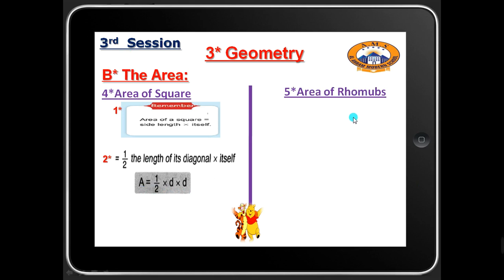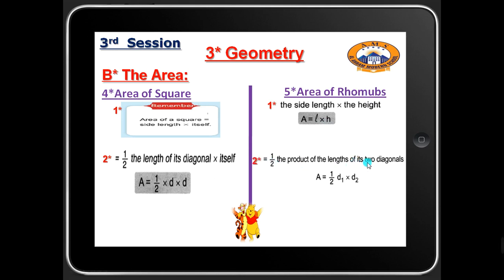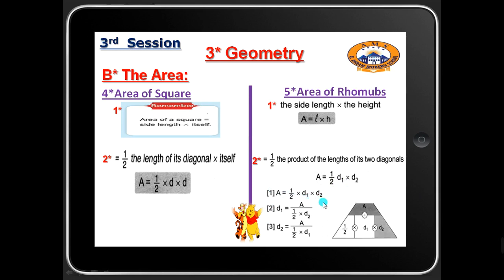And the rhombus also has two rules. First, area of the rhombus equals length times height, and I have another rule in terms of its diagonals. And remember, my dear student, that a rhombus has two diagonals and they are perpendicular, but they are not equal in length. So here I have to put D1 and D2. So area equals half times D1 times D2.